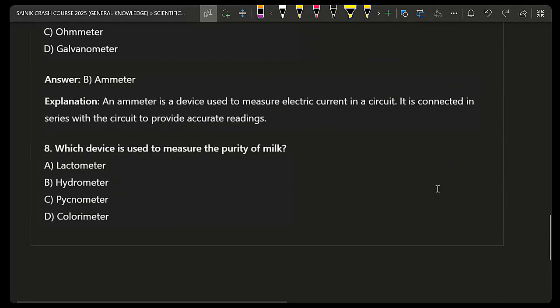Which device is used to measure the purity of milk? Option A, lactometer. Option B, hydrometer. Option C, picnometer. And option D, colorimeter. You can participate in the poll now. Lactometer, hydrometer, picnometer, and colorimeter.